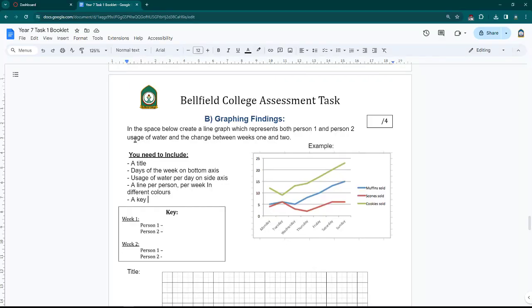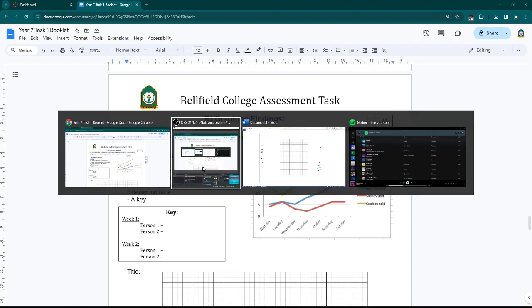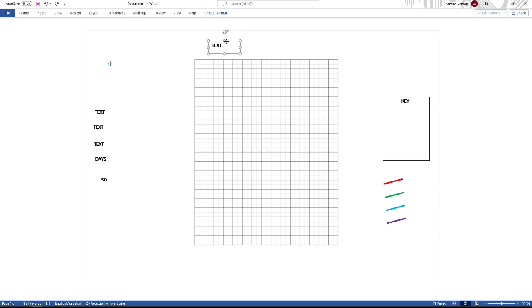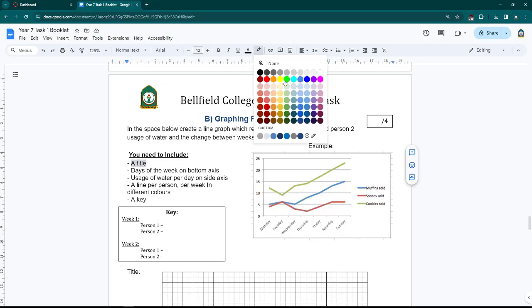So the first thing we need to do is include our title. So what is our graph actually doing? So I'm going to put my title up here. Sorry, it is a water diary usage, and it's a comparison. So I'm going to make this nice and large. Underline it because that's what we do with a title. And just bang it up the top. Cool. So we've done our title. Let's tick that off.